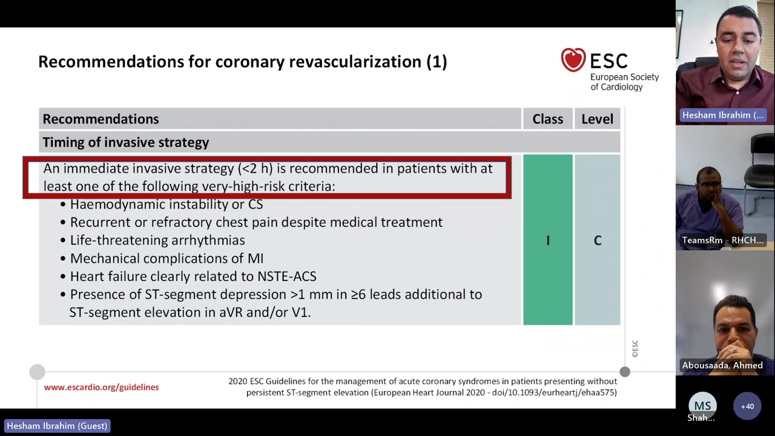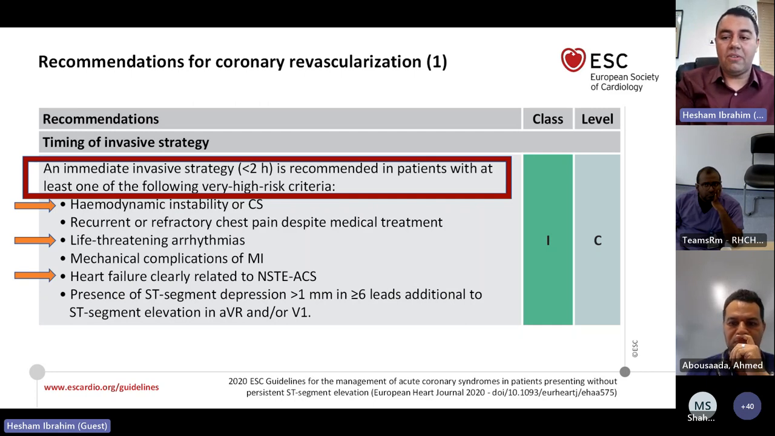So if you apply this to our case, you'll find that our patient was hemodynamically unstable with a low blood pressure. Our patient was having runs of ventricular tachycardia, and our patient has had acute pulmonary edema. So if you combine all of this, you need just one to activate the cath lab. So our patient, per the European Society of Cardiology guidelines, is for cath lab activation.